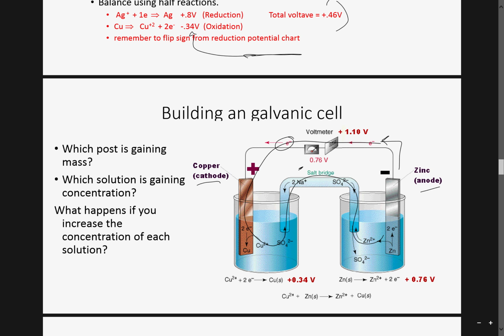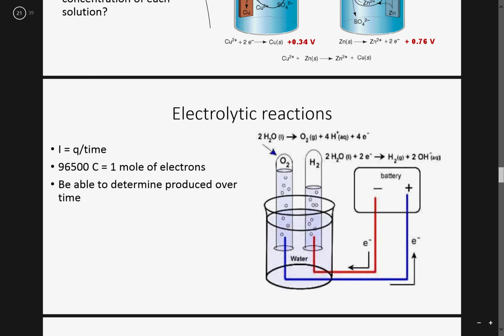So notice they point out here that the sulfates are moving this direction. That's because they're negative. Conversely, positives could go this way to also keep the charge balanced. Here's a few questions that you should be able to answer: the masses of the posts, the concentrations, what's happening inside this cell, and whatnot.